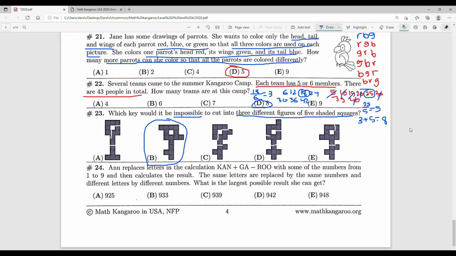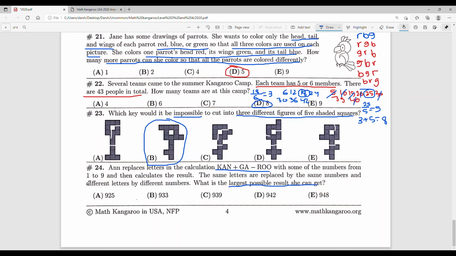Okay, the last problem, number 24. Anne replaces letters in the calculation CAN plus GA minus RU. Sorry, I had to sneeze. Okay, so CAN plus GA minus RU with the numbers from 1 to 9, and then calculates the result. The same letters are replaced by the same number, and different letters by different numbers. What is the largest possible result she can get?